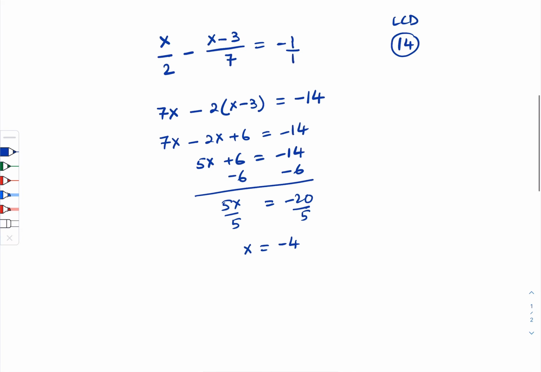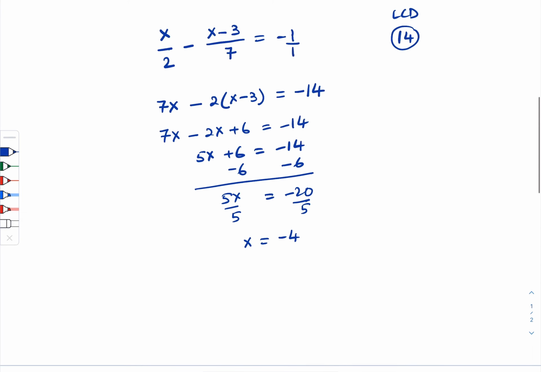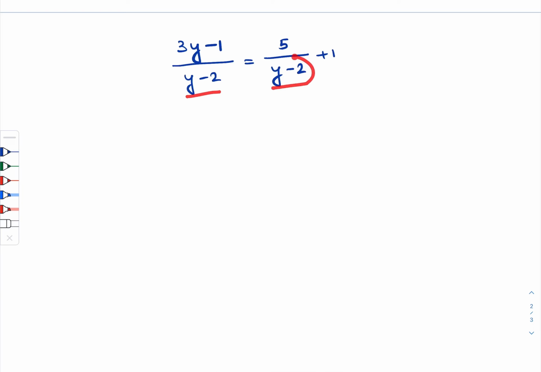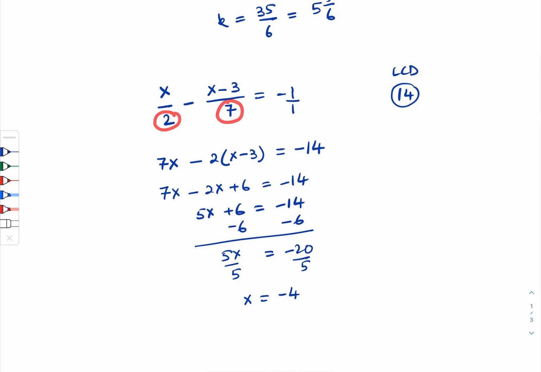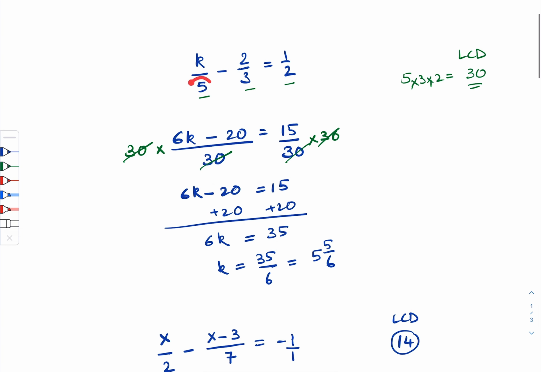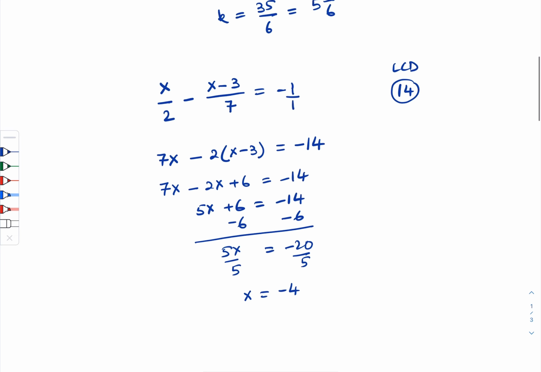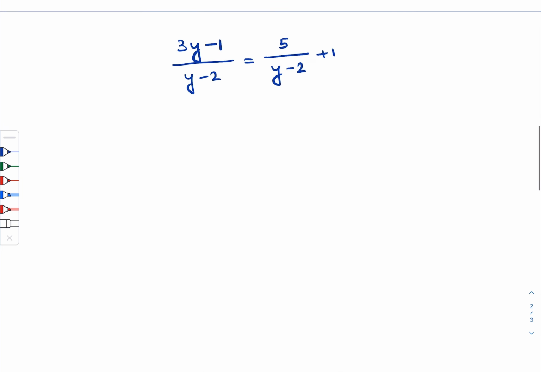Okay, let's try another one that's, again, going to be a different kind of problem. So let's say we have 3y minus 1 divided by y minus 2 is equal to 5 divided by y minus 2 plus 1. Okay, so see this problem in comparison, because you have y minus 2, if you compare it to this problem out here, you don't have the variable at the bottom. Even out here, there's only numbers at the bottom. So now we're diving into the realm where you actually have a y at the bottom as well.